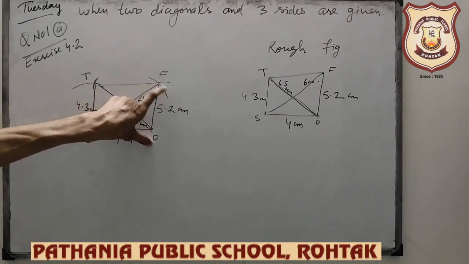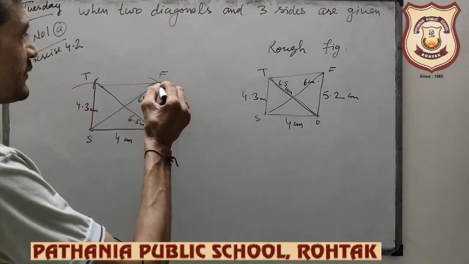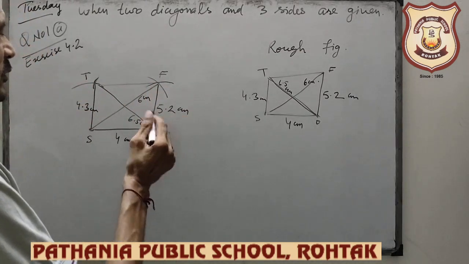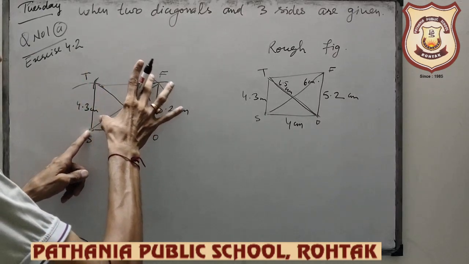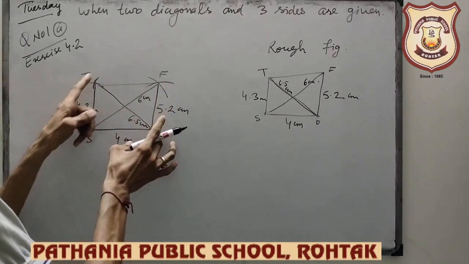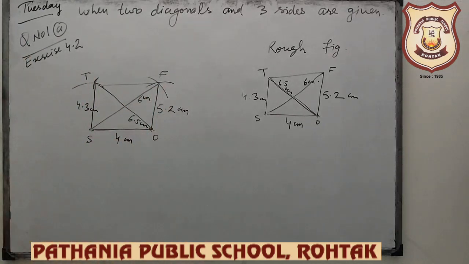You can first draw this arc, this one of length 5.2. Or you can draw first 4.3, or you can draw first 6 centimeter, whatever you want you can do. But write here. It is the part of the question that write the steps of construction also. Is it clear?